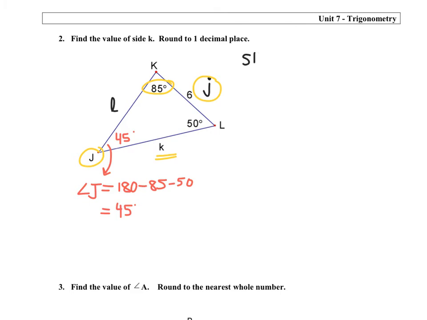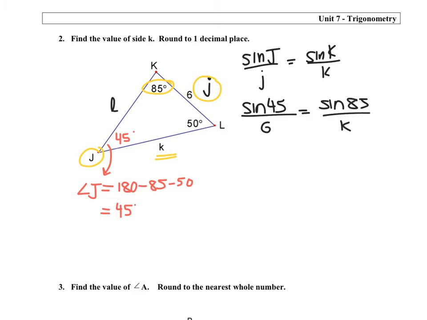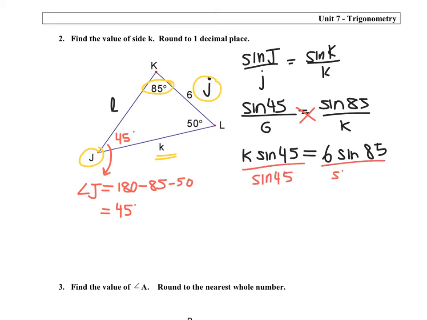So I'm going to write sine j over j equals sine k over k. So now I'm just going to replace everything. So sine 45 over 6 equals sine 85 over k. And once again, we cross multiply. So the k gets multiplied by sine 45, and that's going to equal our other cross, which is 6 times sine 85. Again, don't go to your calculator yet because I don't want you to lose a lot of decimals. So we're going to divide out that sine 45 because it's in our way, and we're trying to isolate for k.